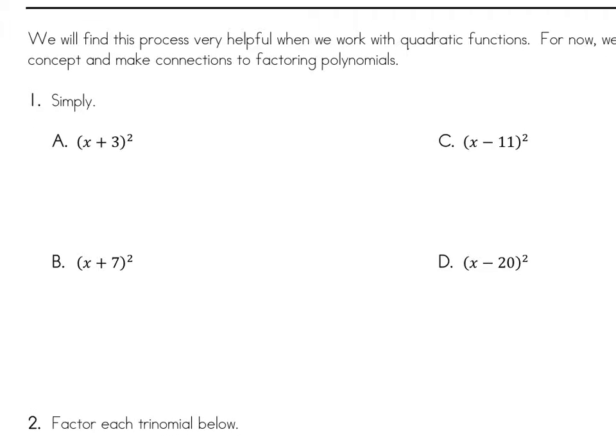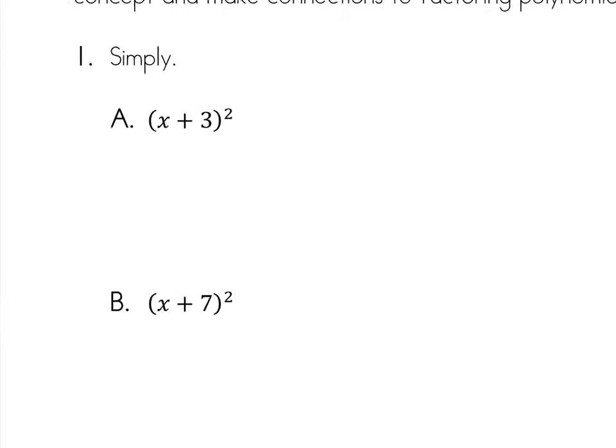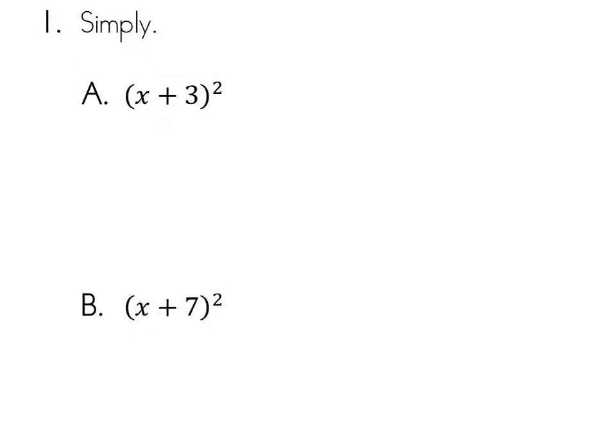Question number 1 has 4 parts, A, B, C, and D, and it's asking us to simplify each one of these polynomial expressions. Let's go ahead and do that. The first thing that we need to keep in mind is that anytime we have something squared, so x plus 3 all squared, I want you to rewrite this as x plus 3 all times x plus 3.